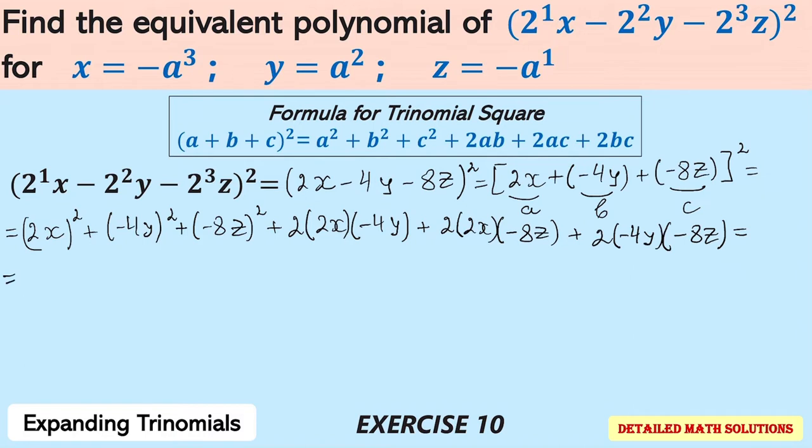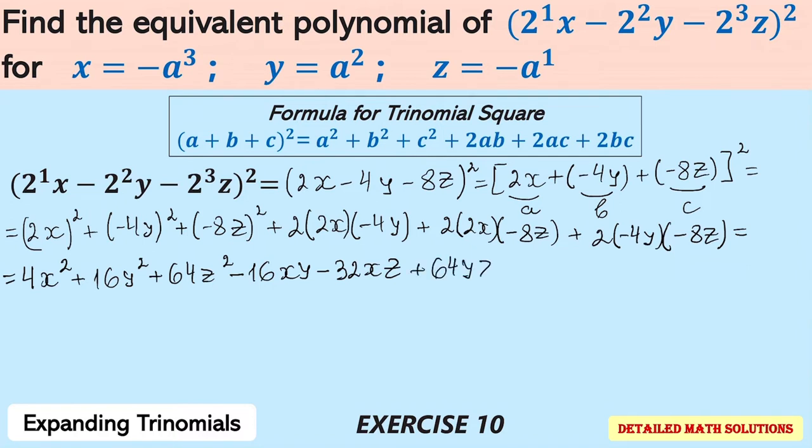And when I simplify further, this equals to 4x squared plus 16y squared plus 64z squared minus 16xy minus 32xz plus 64yz.